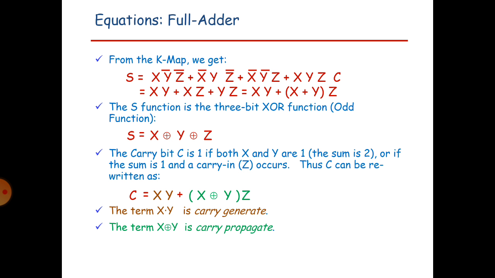The equation for the full adder from the K map: sum equals X Y bar Z bar plus X bar Y Z bar plus X bar Y bar Z plus X Y Z. The carry will be XY plus XZ plus YZ, which is equal to XY plus (X plus Y) into Z. So simply, sum will be X exclusive-OR Y exclusive-OR Z, and carry will be XY plus (X XOR Y) Z. This is the logic expression or Boolean expression for the full adder.